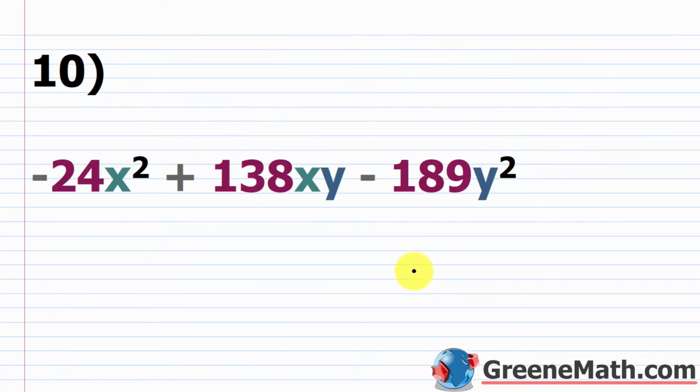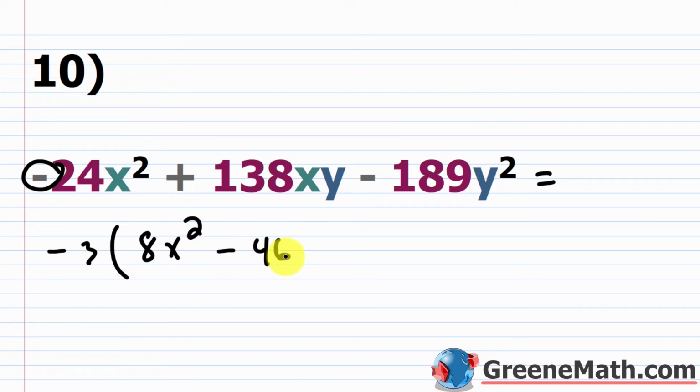All right, let's look at problem 10. So we have negative 24x squared plus 138xy minus 189y squared. So again, if this is negative, I always pull that out. And then you would look for something else. So between 24, 138, and 189, forget about the fact it's negative, the greatest common factor would be 3. So I'm just going to pull out a negative 3 here. So this would be positive 8x squared, and then minus 46xy. And this would be plus 63y squared.